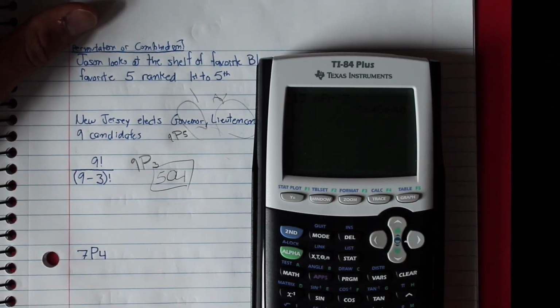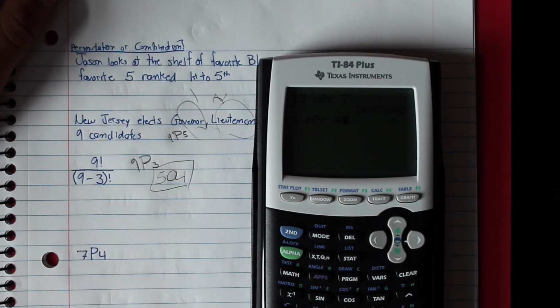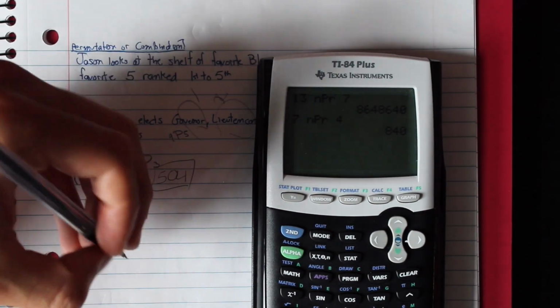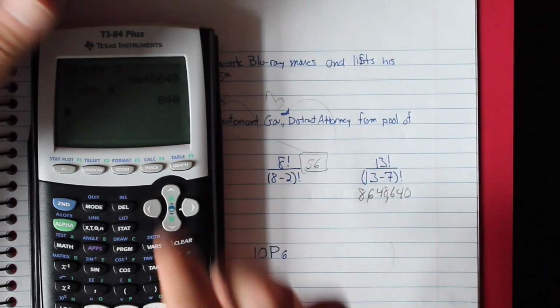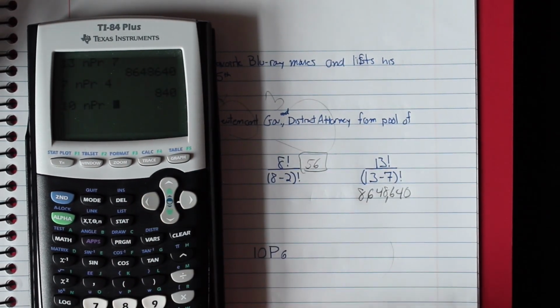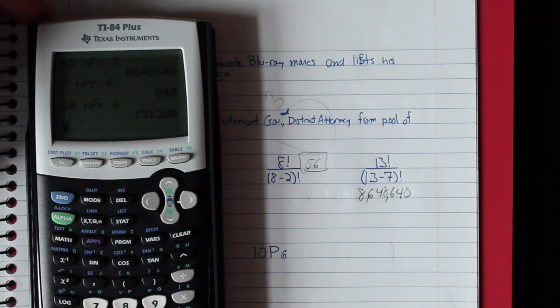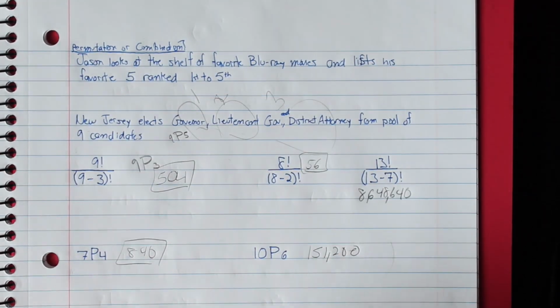Okay. So the next one we got 7P4, 7, math, probability, 2, 4. Okay, we got 840 ways for that one. And this one, 10P6, 10, math, probability, 2, 6. We got 151,200 ways. So that is how you do it on the calculator.